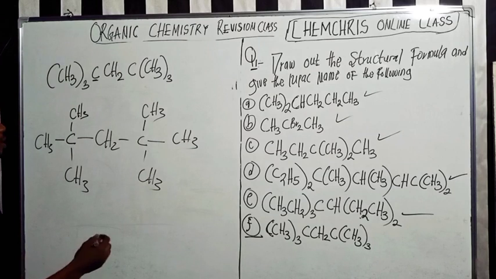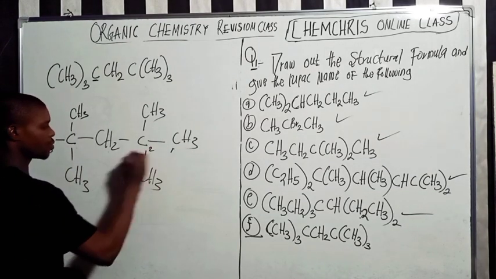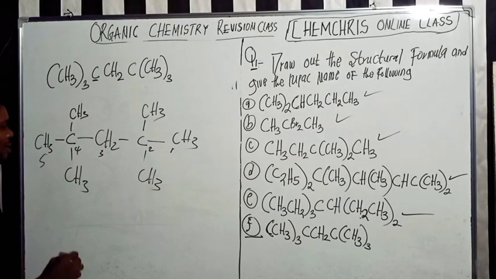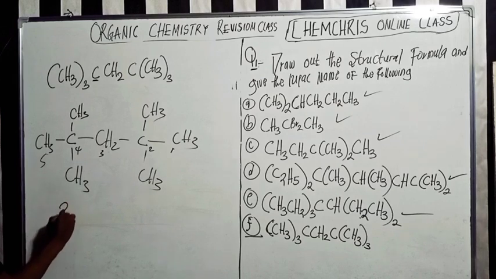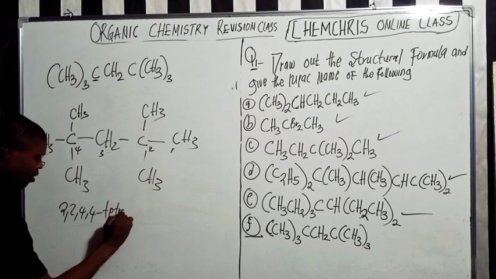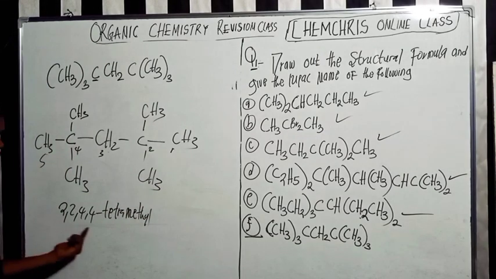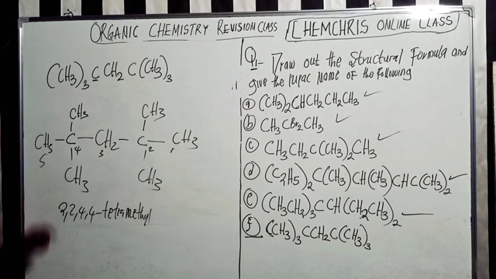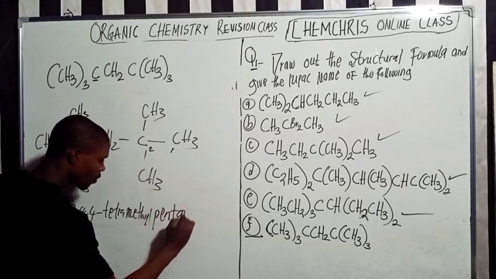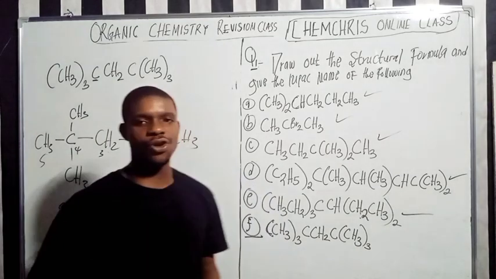Do you understand? So here we have 1, 2, 3, 4, 5. 1, 2, 3, 4, 5. So what is the name? It is going to be 2,2,4,4-tetramethylpentane. That is the name.